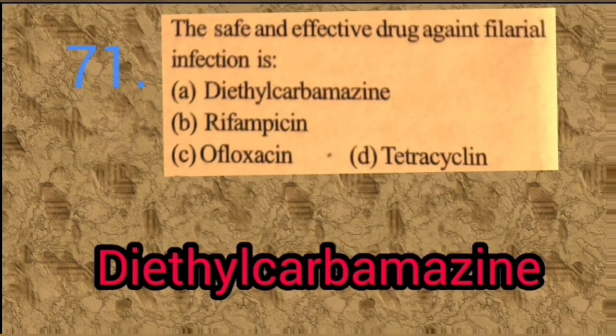The safe and effective drug against filarial infection is? Options: A, diethylcarbamazine; B, rifampicin; C, ofloxacin; D, tetracycline. Option A is the right answer, diethylcarbamazine.